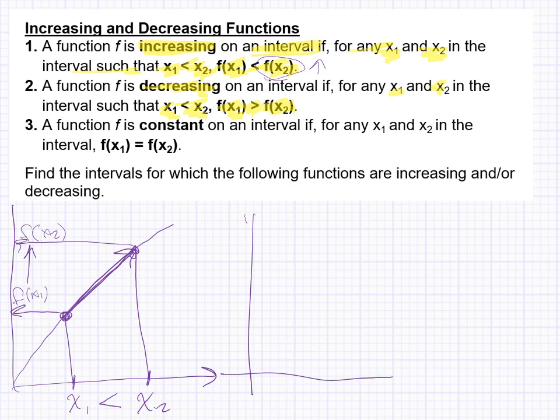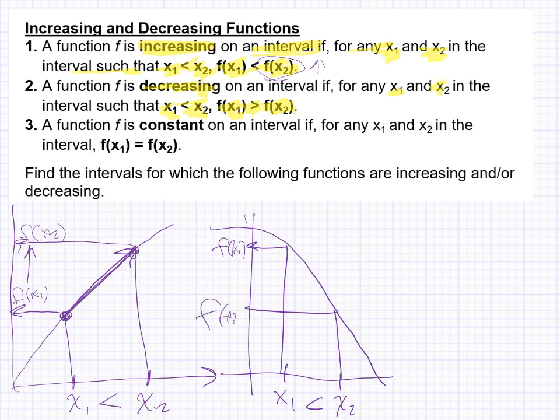If your graph is going down from left to right, and you look at still x1 and x2, still x1 less than x2, but look at the corresponding y values now, f of x1 is bigger than f of x2, even though the x1 and x2 are set up the same way as they were here. Now that happens because I'm going down from left to right. So if I'm going down from left to right, I am decreasing.